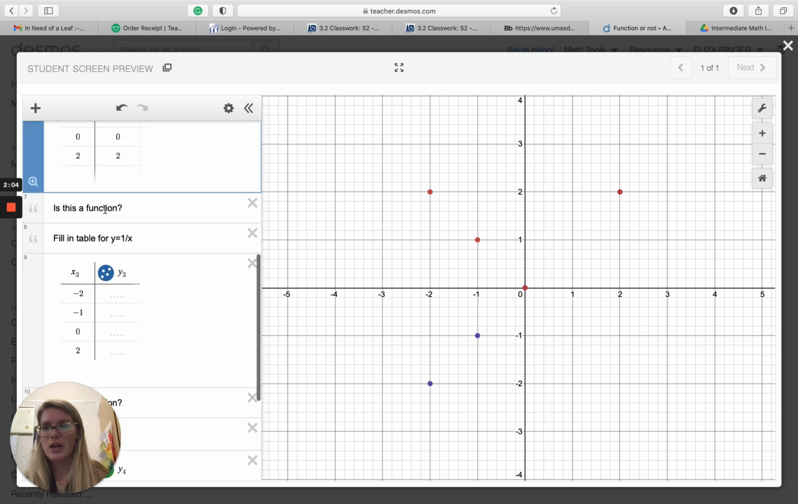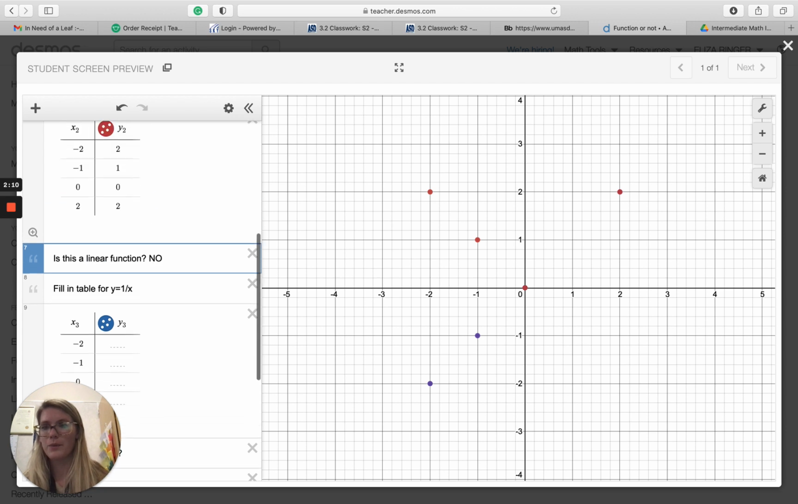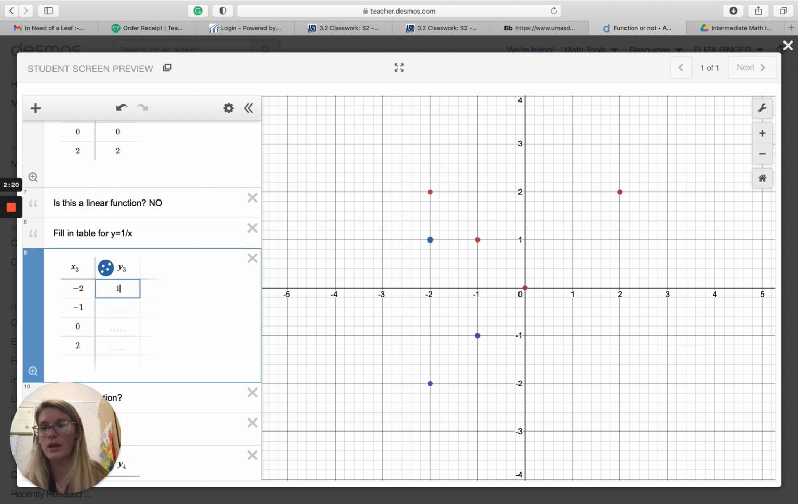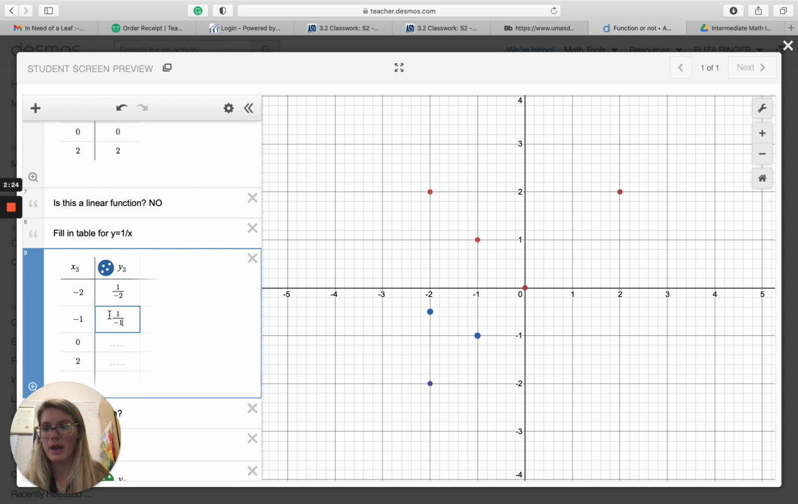So let's try our next. So is this a linear function? We would say no. Let's try our next one, which asks us about y equals 1 over x. So that just means I'm going to put 1 over my x value. 1 over my x value.